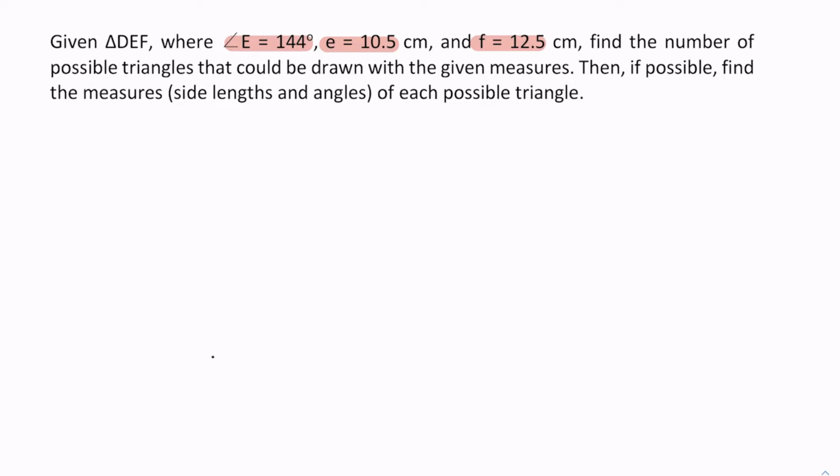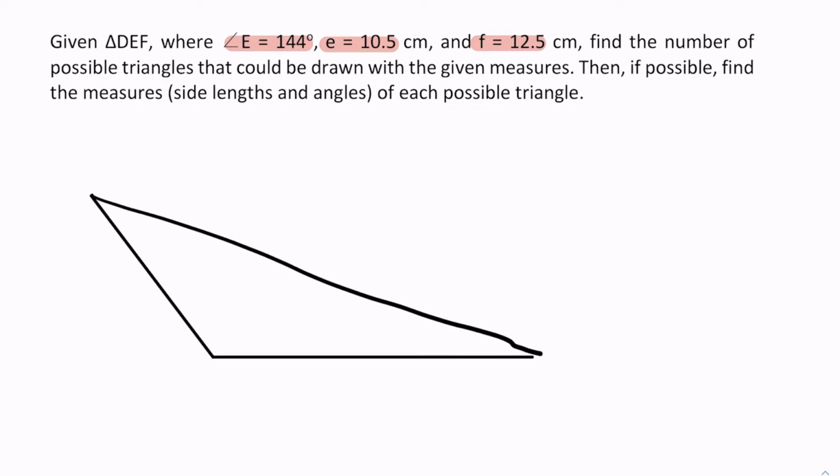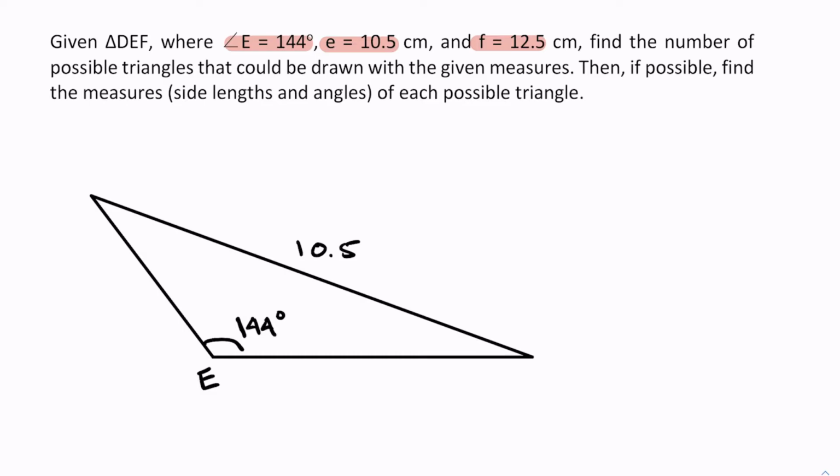So let's first draw our sketch. I'm going to draw an obtuse angle of 144, which roughly will look like this. So this will be my angle E, 144 degrees. Side E will be this one here. And F, which is going to be side F, I will draw over here. It's going to be 12.5.